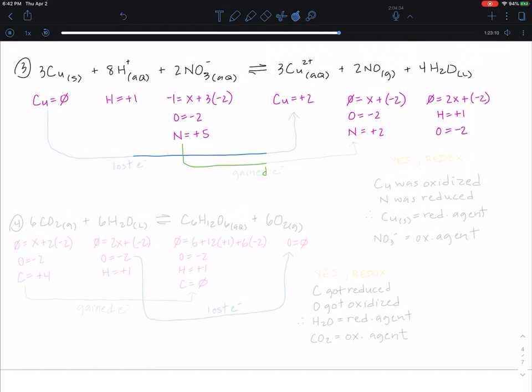So how did we tell before when something was oxidized and when something was reduced? We looked for a change in the oxidation state. Here we see that the copper lost electrons. Check that out. It went from copper 0 to copper plus 2. So this lost electrons, which means the copper was oxidized. And it wasn't the oxygen's fault. Look, it was the nitrogen. This thing gained electrons. So yes, this is a redox.